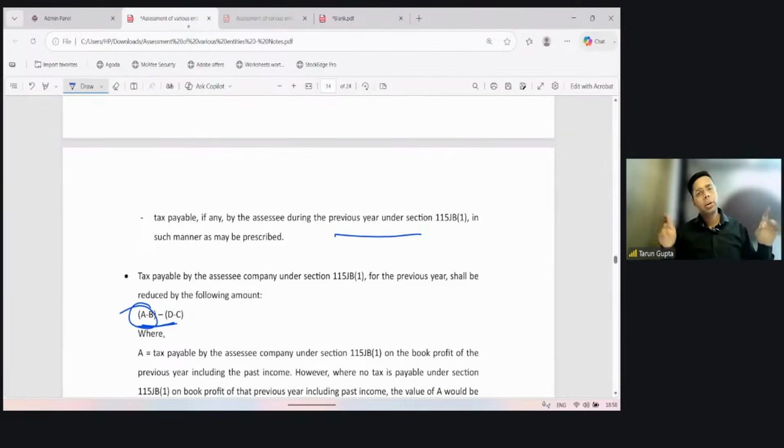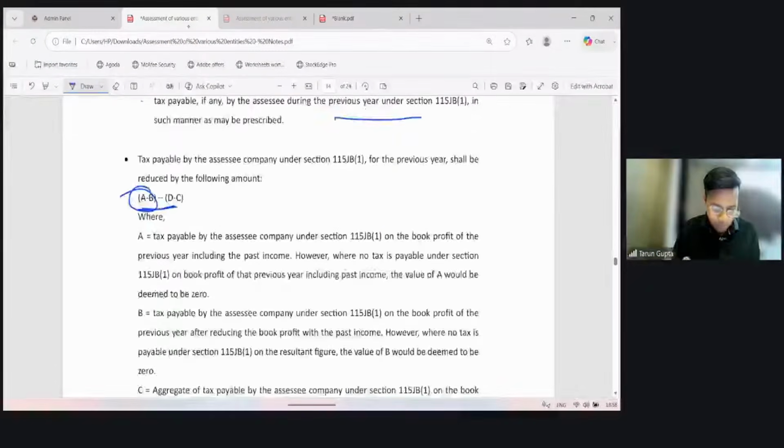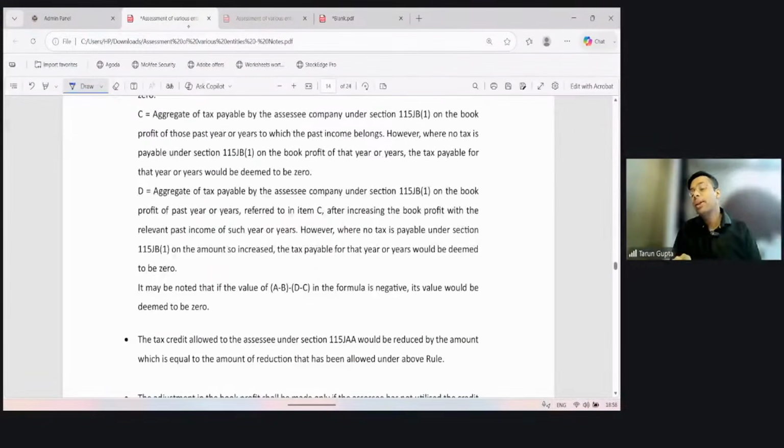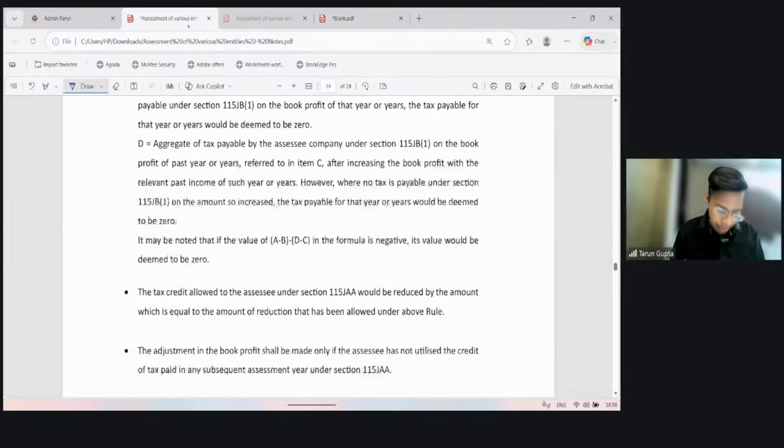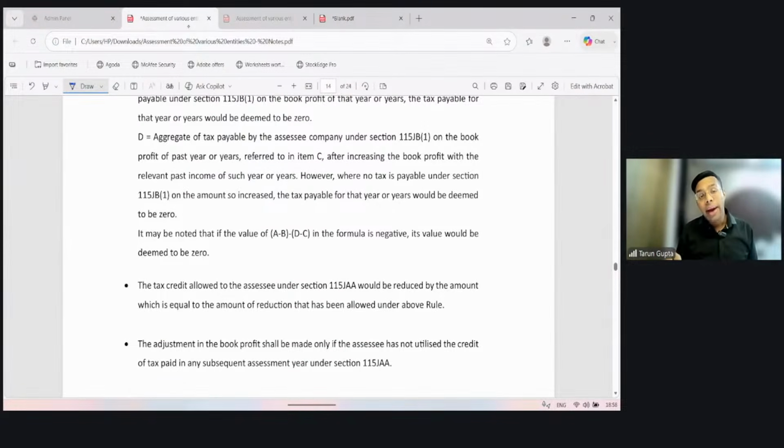It makes sense. So the excess MAT is reduced. Okay. And if this figure is negative, you will treat it as 0. And see, if MAT is reduced, if book profit is reduced, then any excess MAT credit on this account should also be reduced. The tax credit allowed to the assessee would be reduced by the amount equal to the amount of reduction that has been allowed under this account.